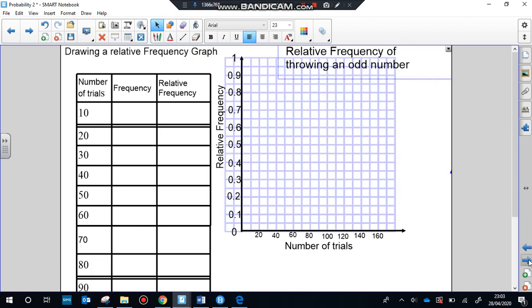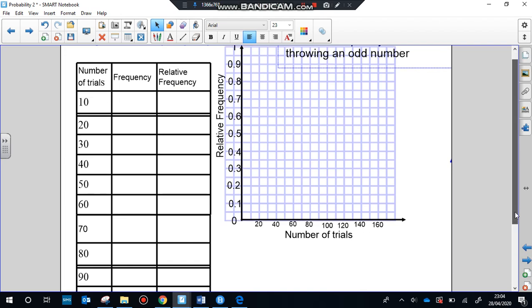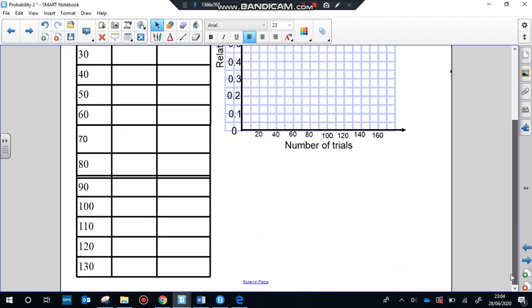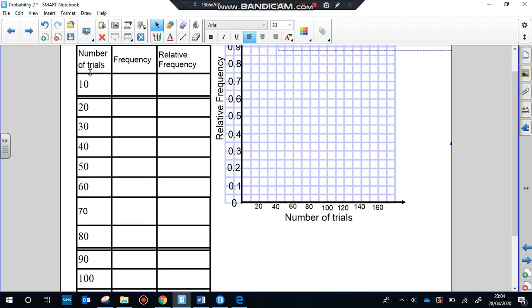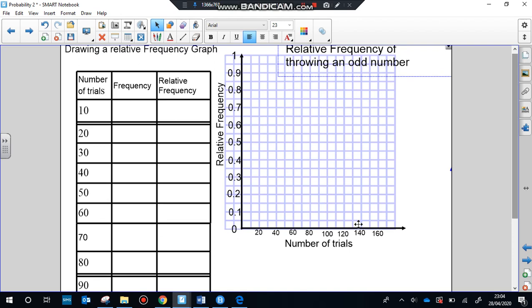Last thing I want to do is show again how the more times we do an experiment, the closer the relative frequency becomes to the probability. So we're going to do a simulation. What I need for you to do in your books is to copy the table. I think it got down to 130, but if you get down to 100, we'll leave it there. You need number of trials going up in tens to 100, and a column for frequency and a column for relative frequency. And then with that, you need a graph.